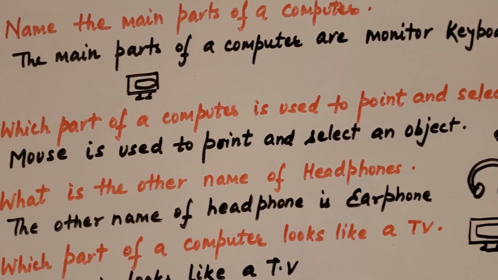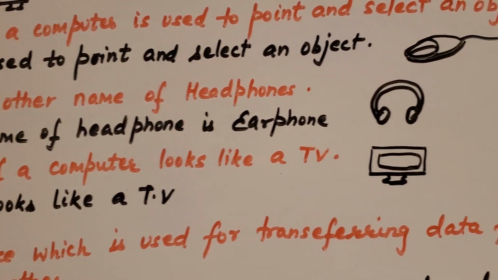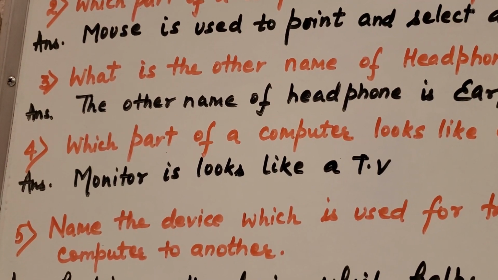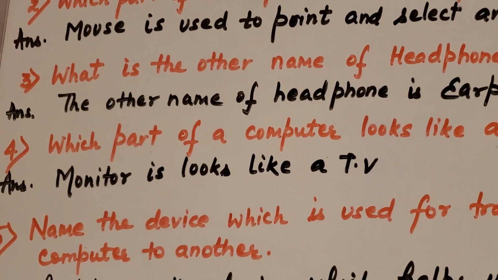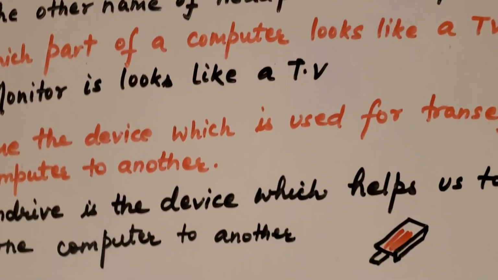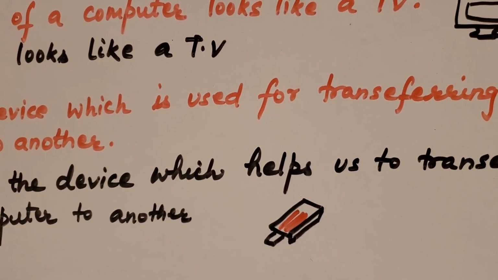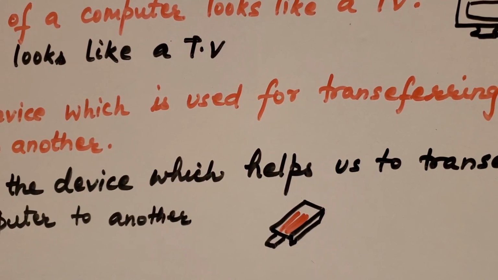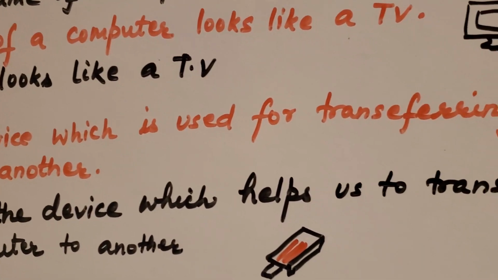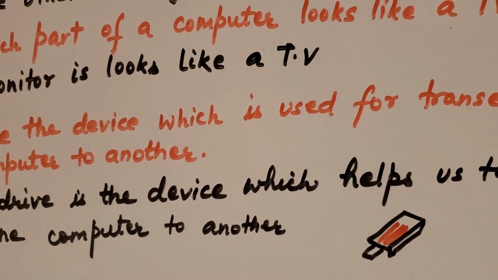Okay, and the last question of the lesson is: name the device which is used for transferring data from one computer to another. You will definitely be thinking which device actually transfers the data from one computer to another computer. And the answer, you may not guess. Look at this picture. What is this? This is a pen drive. You may replace pen drive with a CD also, but I have drawn the simple one, which is pen drive. You might know this and recognize the pen drive easily. So the answer is: pen drive is the device which helps us to transfer data from one computer to another, and I have drawn a pen drive also.